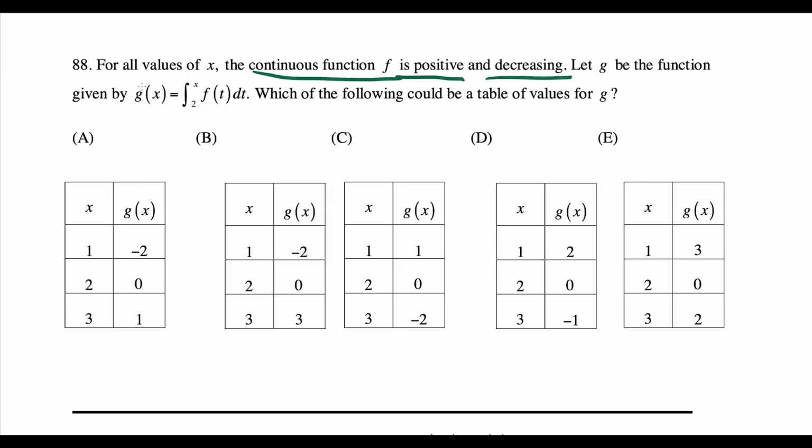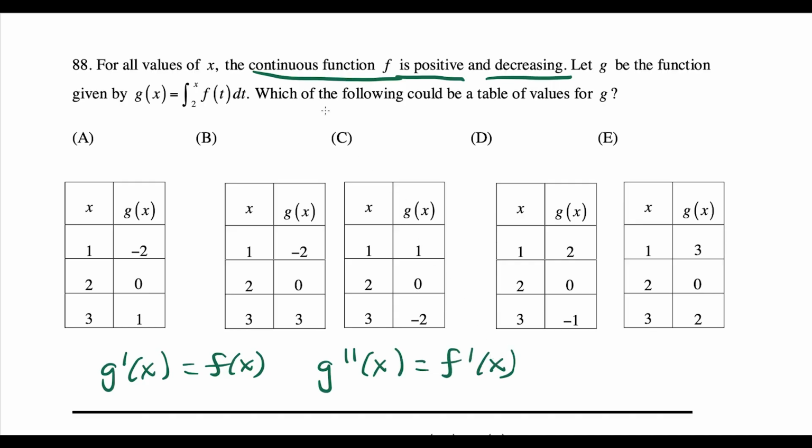So one thing I do immediately when I see g of x equals this type of area function is I go ahead and find the derivative. G prime of x would be equal to f of x. If we take the derivative of this area function, we're using the fundamental theorem of calculus part 2. And if g prime is equal to f, that means that g double prime of x is equal to f prime of x. So now I'm going to reread this question again.